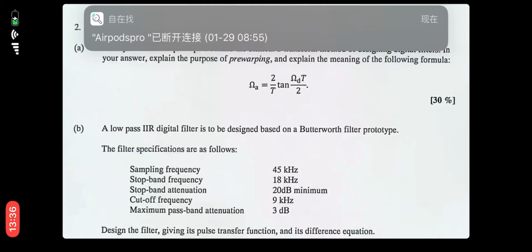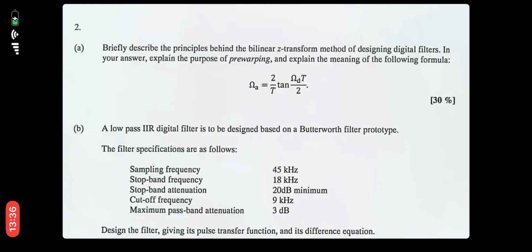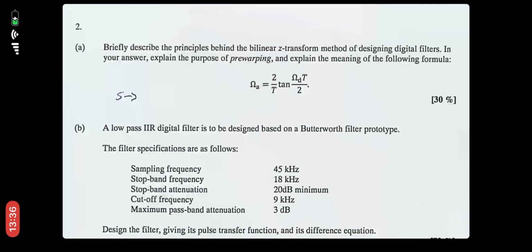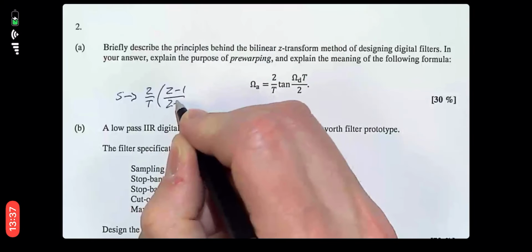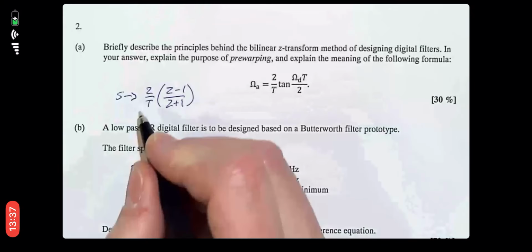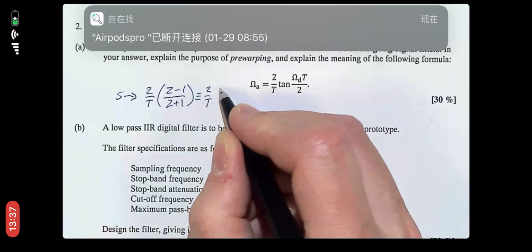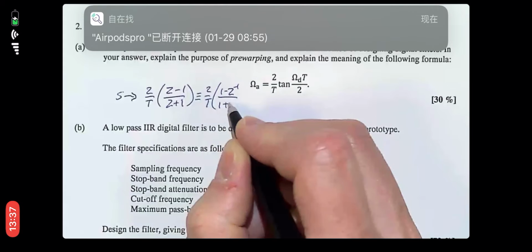So what is it about the bilinear Z transform method? How do we convert an analog filter to a digital filter using this Z transform? So in particular, the key bit of information that will help in this method, but not given in the question, so you'll need to remember this one, is the formula for the bilinear Z transform. So the S maps to 2 over T, Z minus 1 over Z plus 1. Or you might want to remember that as 2 over T into 1 minus Z minus 1 over 1 plus Z minus 1. Either is okay.